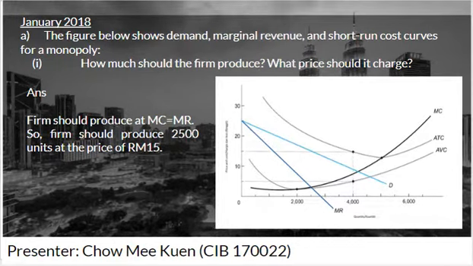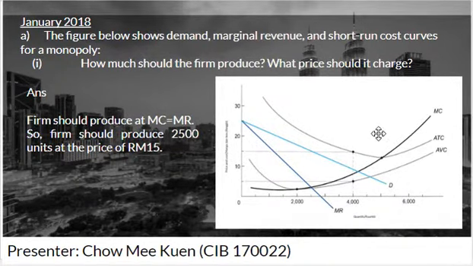Okay, so we move on to the next question from January 2018. The figure below shows demand, marginal revenue, and also short-run cost curves for a monopoly. So how much should the firm produce and what price should it charge?